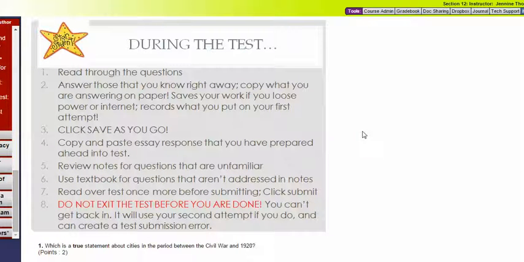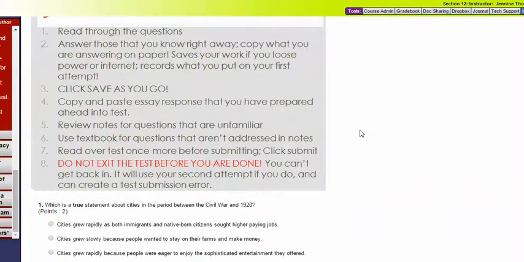It says to read through the questions, answer those that you know right away, and copy what you are answering on paper. Make sure that you write 1 to 20 and make a record of A, B, or C, depending on what you're selecting. So in case you lose internet access, you'll still have your answers. Also, in case the test has to be reset, you still have your answers. Click save as you go, and then make sure that you hit submit at the end of the test so that the test is submitted appropriately and the grade does show up in the grade book.